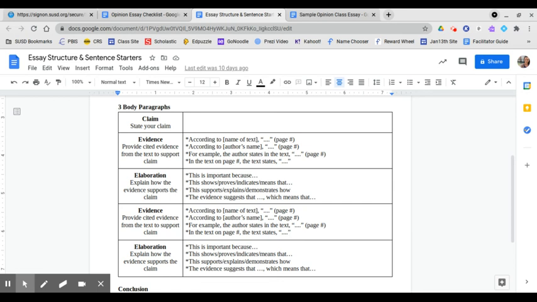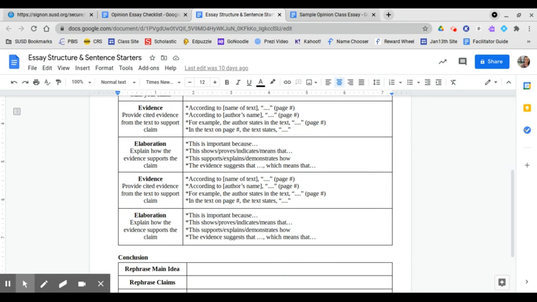So all of this is still the same from our informative essays. For opinion essays, same exact thing. You can't just state an opinion without backing it up. So we always, always, always want to back up our claims with evidence and explain what that evidence means and why it supports our claim. Okay, so we still really, really need that.